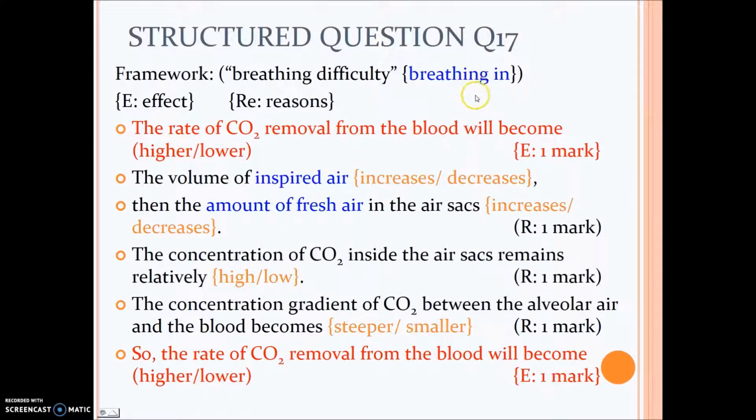For breathing in, what you are going to change is the volume of inspired air and the amount of fresh air in the air sac, and the reasons are probably the same. Also, the effect plus 3 reasons or 3 reasons plus the effect, that's okay. From this question, you can see the different examination skills, the flow chart, and how much you need to answer in the question. And then we are going back to question 19.